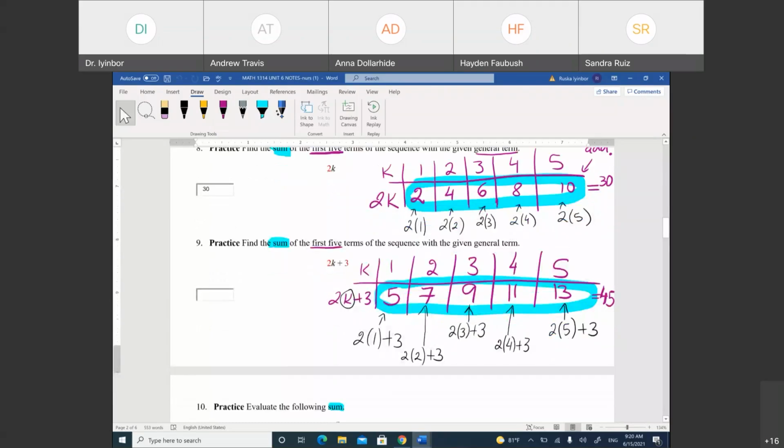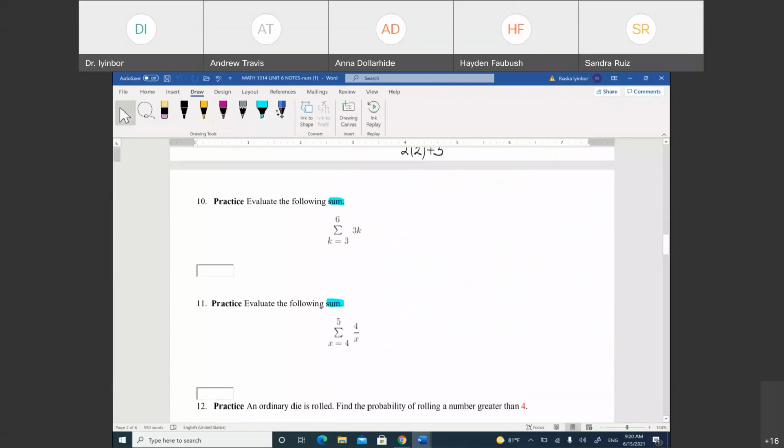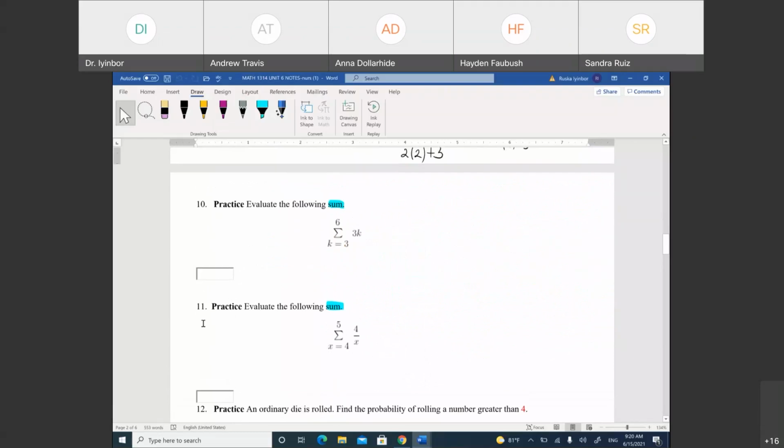The next two are the same way. They just look different. So you're going to do the same, but let me explain what that means. Find the sum. So we're still going to find the sum, but this is what you have. k is changing from 3. So this is the Greek letter sigma. Sigma looks like this. The number in the bottom shows you where you start from. The number on the top shows you where you stop. And this is your formula here.